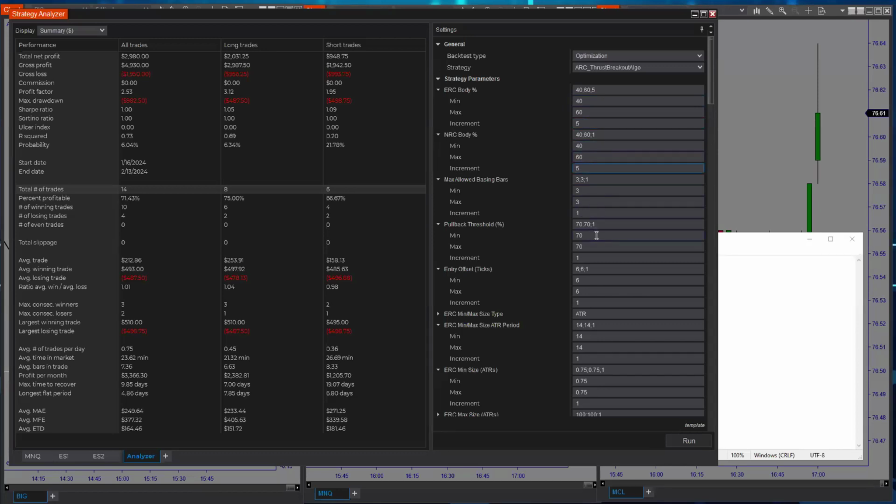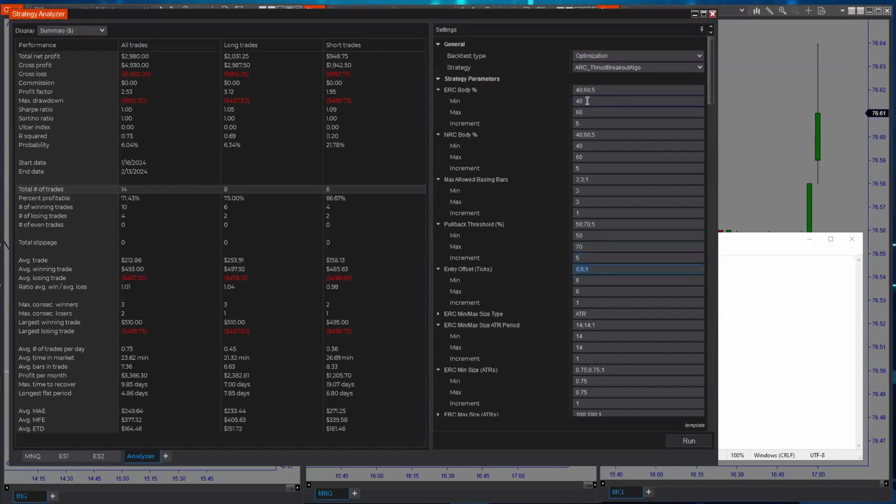Pullback threshold, I want to mess with this one. And we're going to go 50 as the minimum number there. In other words, I don't want to be too restrictive, saying it can only pull back 40% into the bar, like nonsense. So I'll go by fives on this as well.